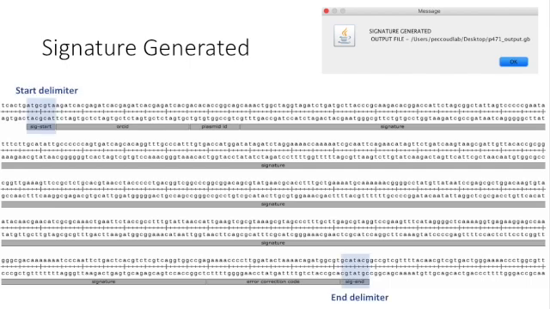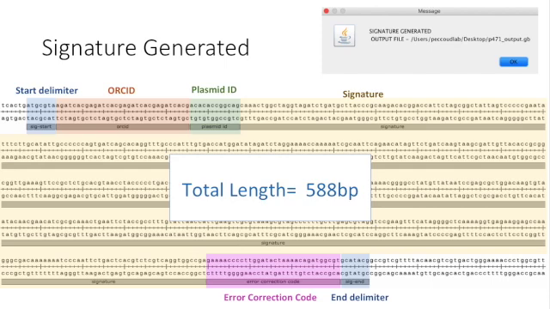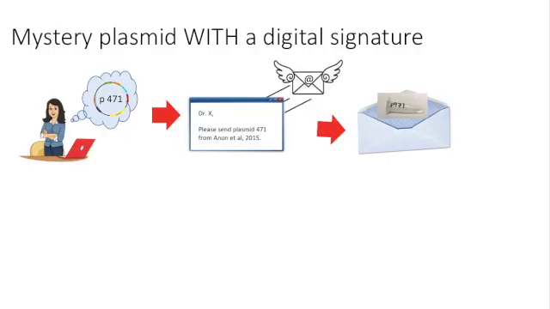The start and end delimiters flank the insert, and they match the sequences specified on the previous slide. The ORC ID is encoded by 32 bases, and the plasmid ID is encoded by 12, corresponding to 2 base pairs per digit. The error correction code is relatively short, just 32 base pairs in this case. And the signature is always 512 base pairs regardless of the size of the sequence being signed. That brings the total length of the signature to 588 base pairs. The signer can then order the signature from a DNA synthesis company and insert it into the plasmid.